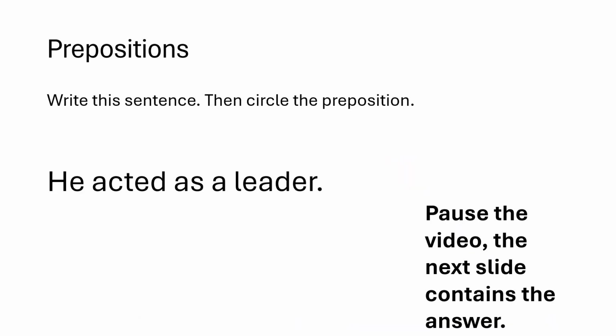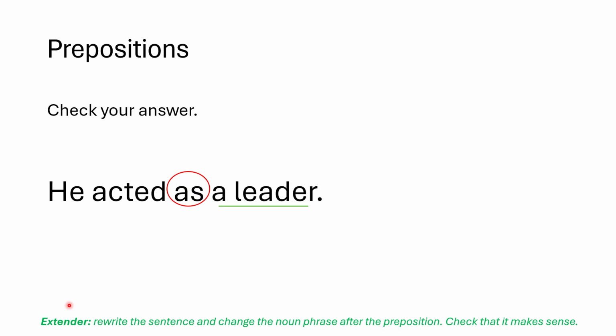Write this sentence, then circle the preposition. He acted as a leader. Pause the video. The next slide contains the answer. Check your answer. He acted as a leader. The preposition is as.